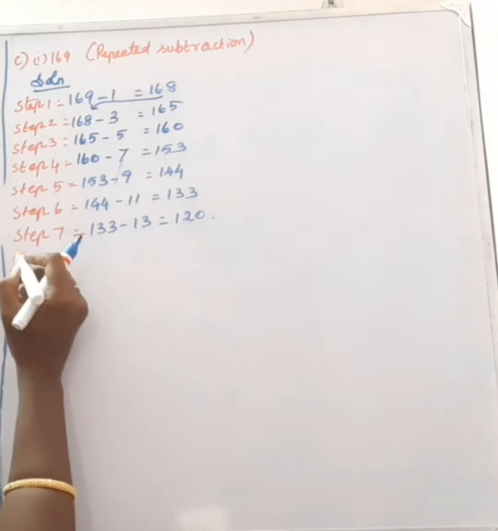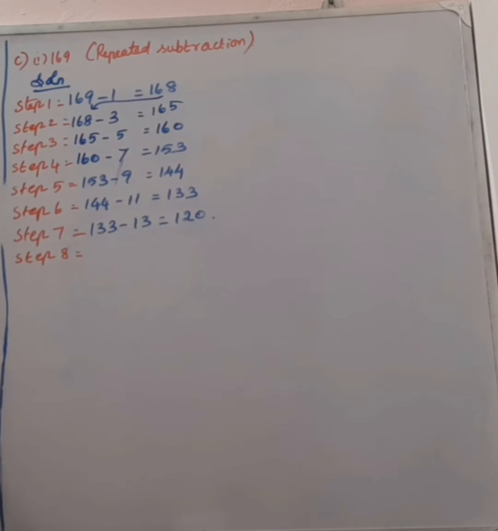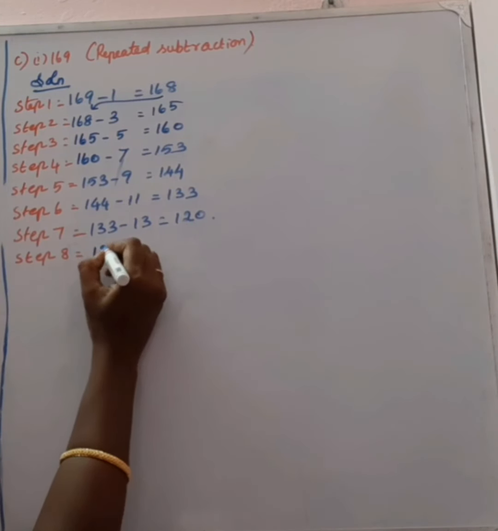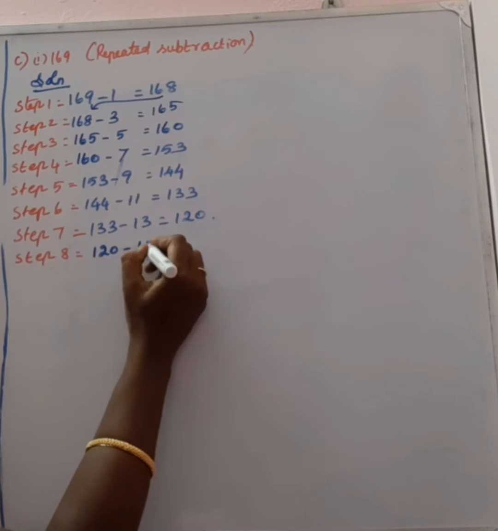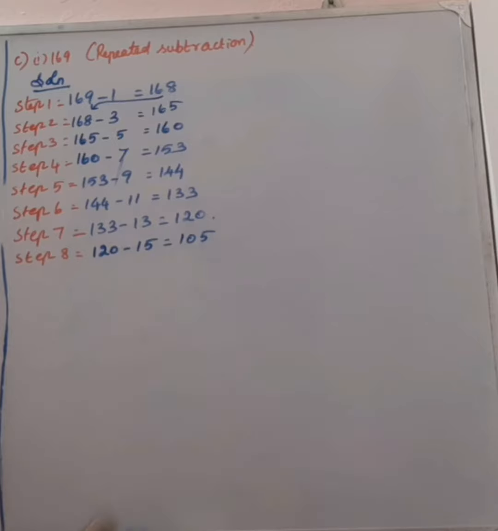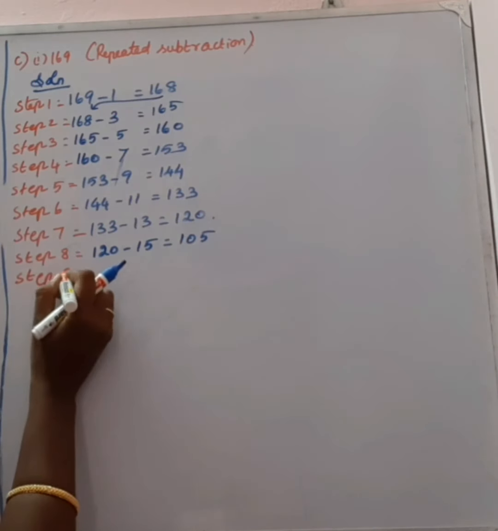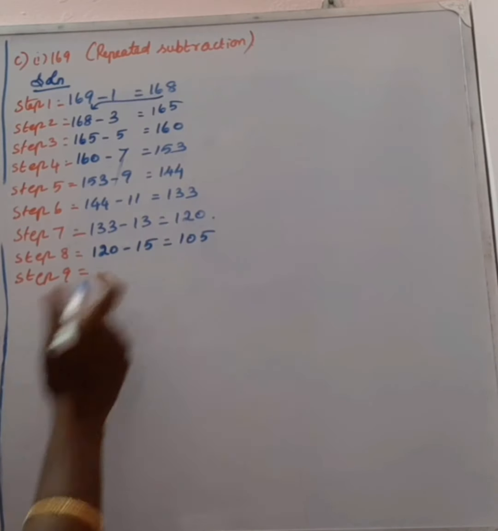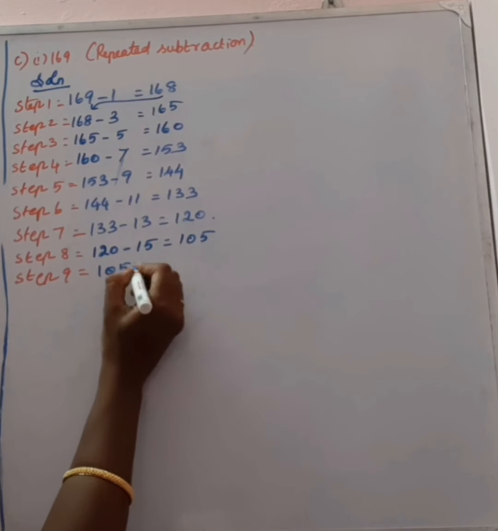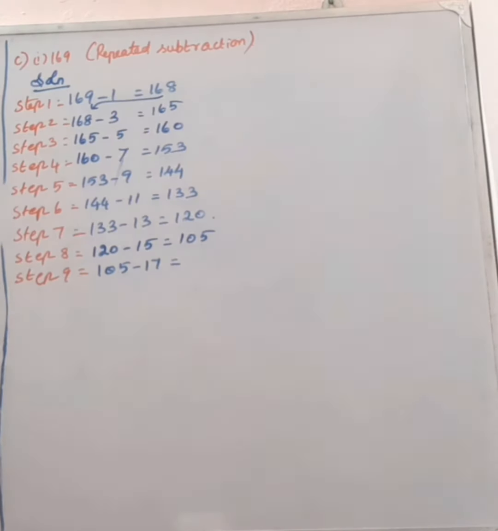Okay. Then the next one. Step 8. 120 minus 15. So 105. Then step 9. 105 minus 17. So what we get?